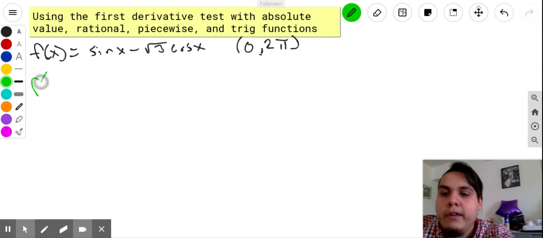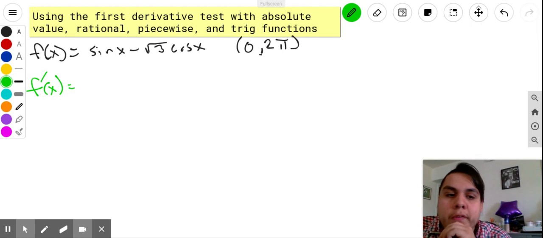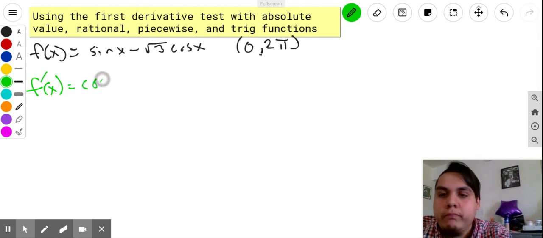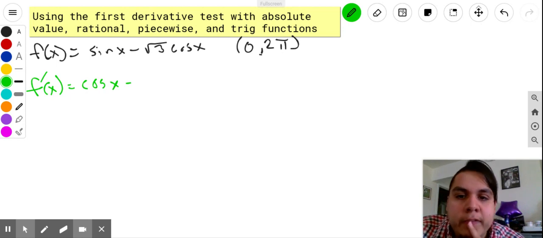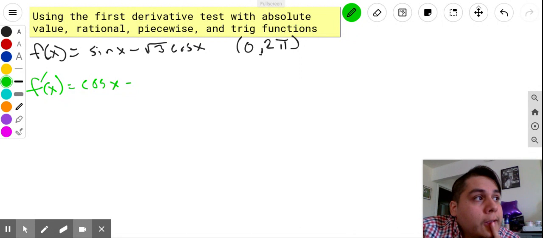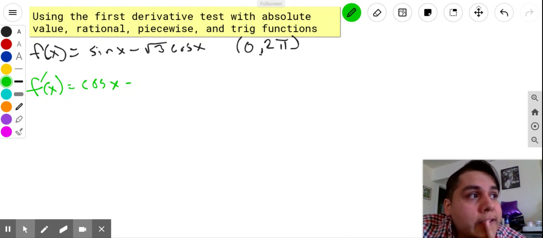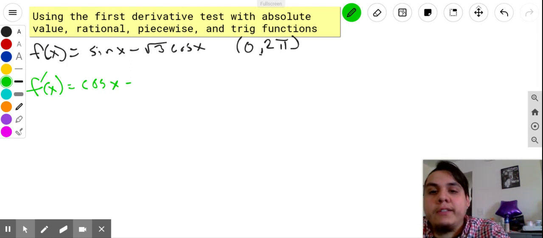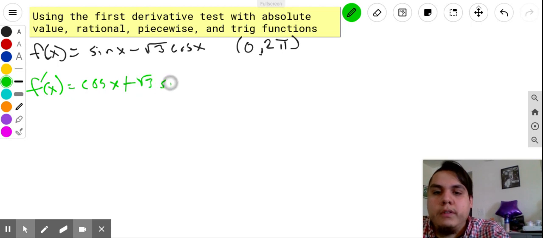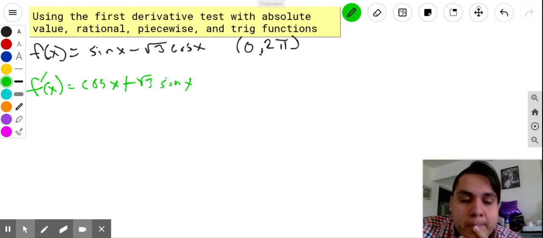So f prime of x should equal the derivative of sine, which is cosine, minus the derivative of cosine, which is a negative sign, but it's already a negative radical 3 cosine, so negative negative actually makes that positive. And now I have a sine of x.